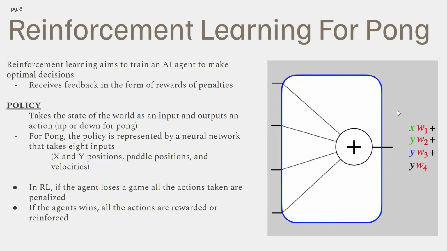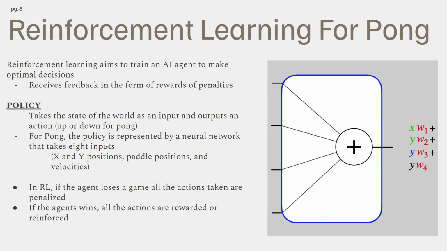And with that, once it does get the sigmoid function, it would be given a random decimal depending on what the weight is. It could be 0 to 1, so the lower it is, or if it's negative, it will go down. But if it's positive, it will make the paddle position go up. So there are policies when it comes to this game. It takes the state of the world as an input and outputs an action. So what I mean by this is going up or down for the Pong.